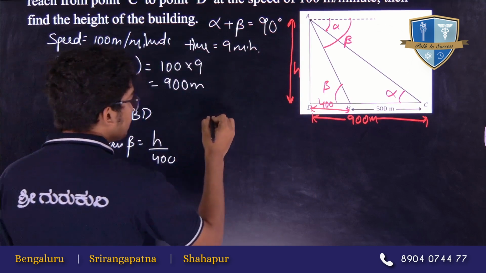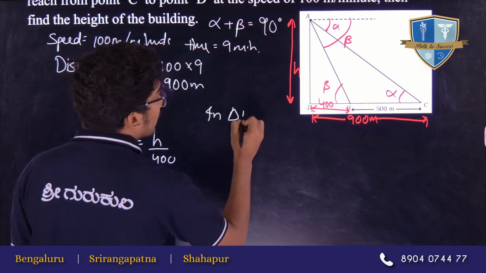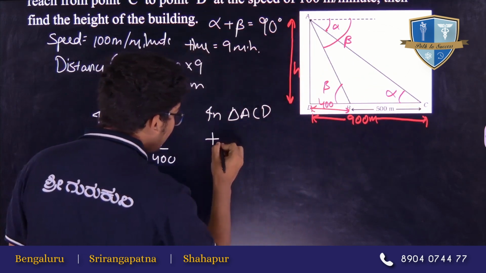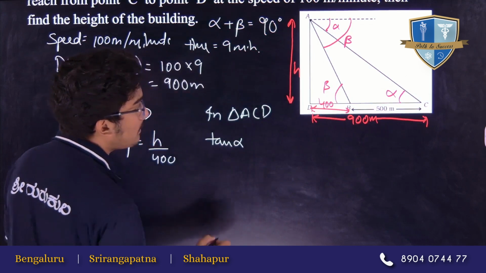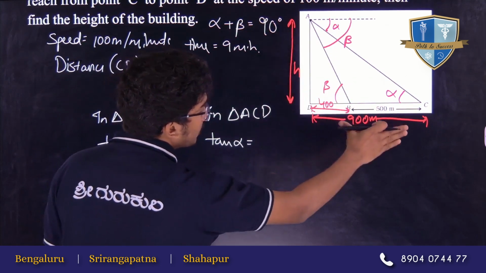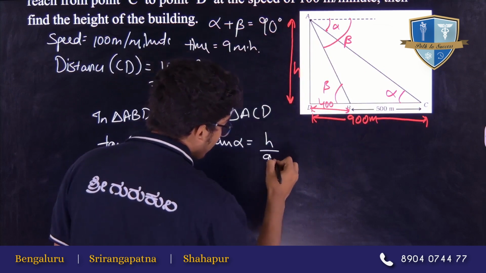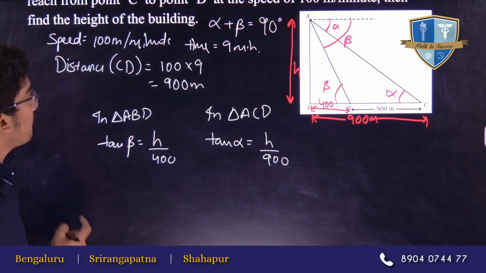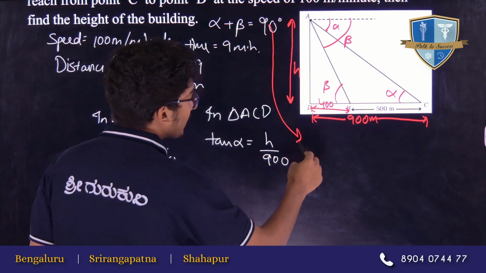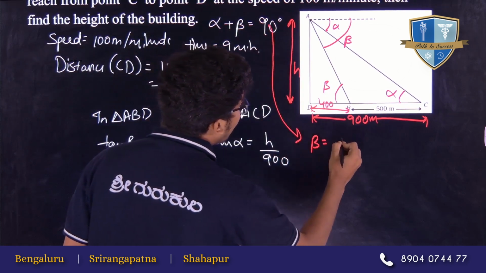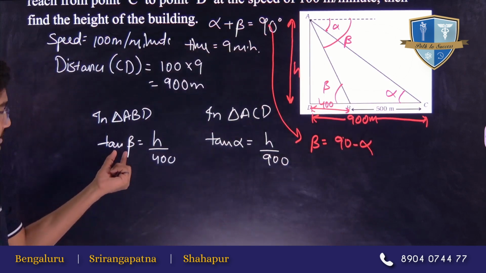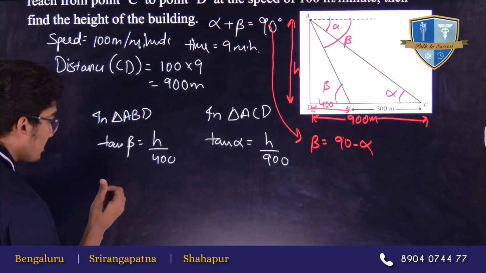And in triangle ACD, tan alpha will be equal to the same h upon adjacent, which is h upon 900. Now another relation we have here is alpha plus beta is equal to 90 degrees. From this relation we can deduce that beta is equal to 90 minus alpha. So instead of beta, what we can write? 90 minus alpha.